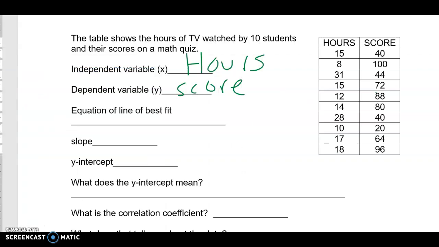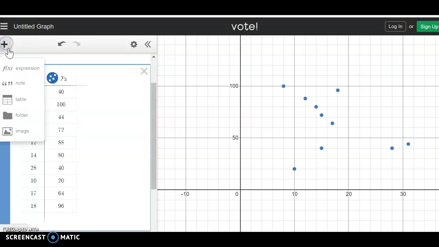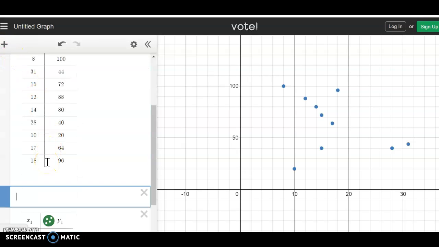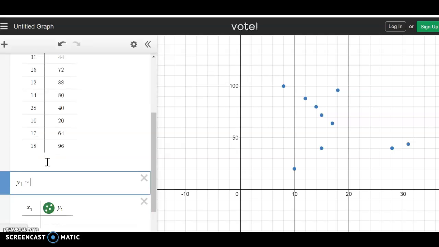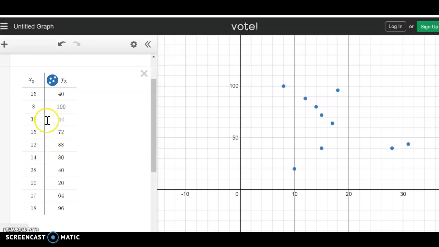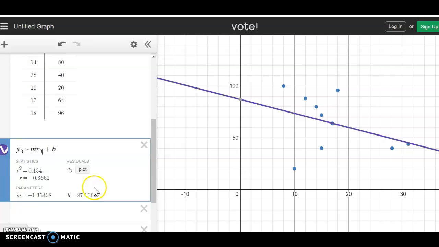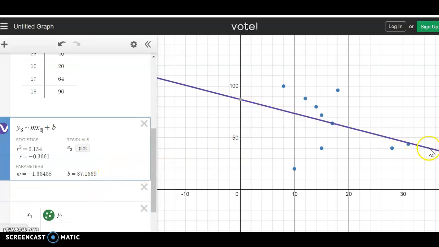The first thing it wants is the equation of the line of best fit. So I'm going to go back to Desmos and show you how to do it. To find the line of best fit, I'm going to add an expression. I'm going to type y1 tilde mx1 plus b, because I want a linear regression, and I'm going to push enter. Sorry, these are 3s and 3s, so I'm going to change this to 3 and 3, and what it did is a linear regression.